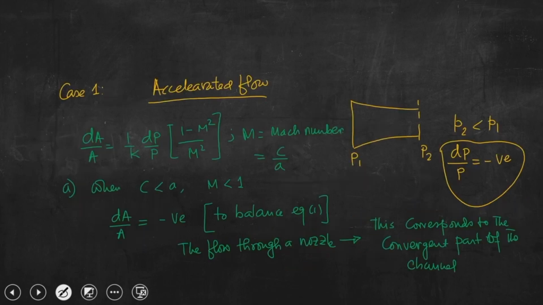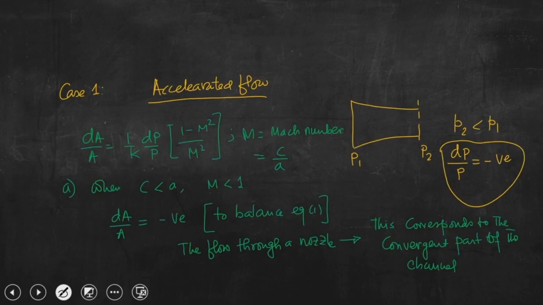Okay. So, if we go to the next sub case, case B, when C equal to A, that is Mach number equal to 1. When C equal to A, that means the local fluid velocity at any particular section is equal to the sonic velocity at that section, at that particular pressure and temperature. Then what can we write? This is the accelerated flow, so dP by P is negative.